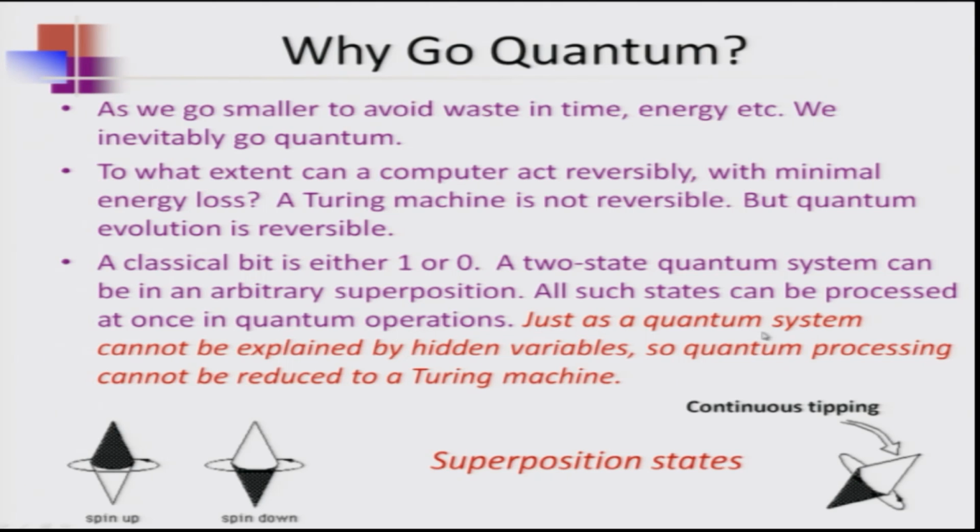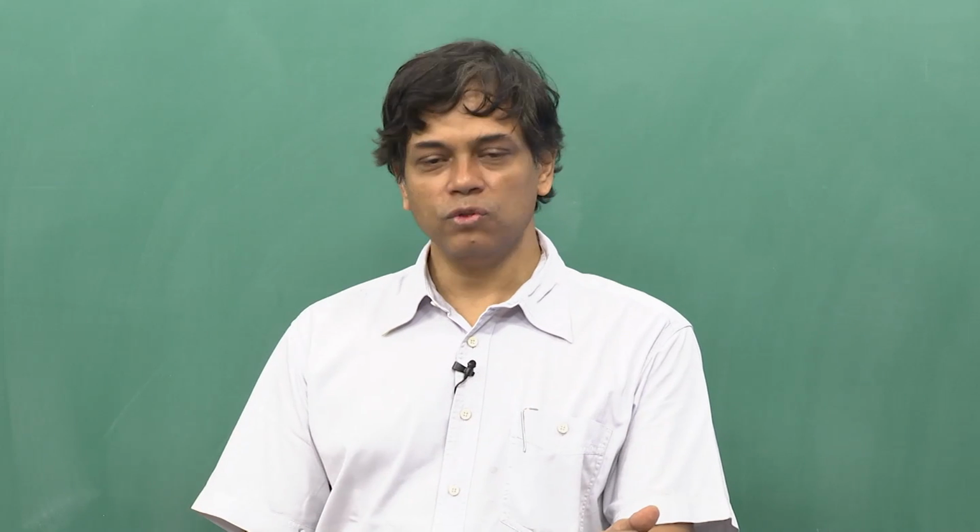So, for example, a quantum system therefore cannot be actually explained by only looking at one of the two states. So, a quantum processing cannot be directly reduced to a Turing machine. But there is one very important thing to note, however, that although we are saying that the quantum system cannot be reduced to a Turing machine in this sense, we cannot come up with a new way of computing just because we are using quantum mechanics, which is not going to follow Turing machine principles.